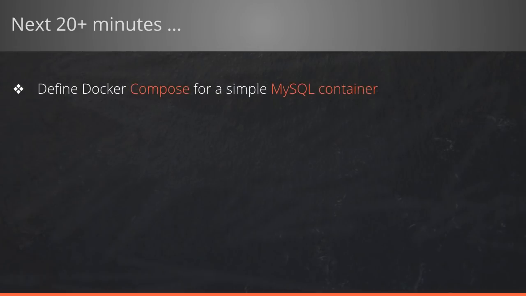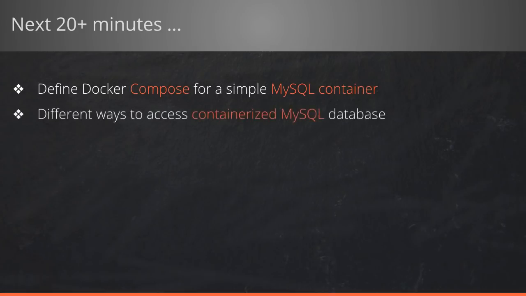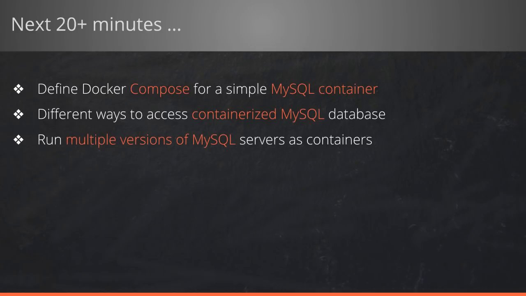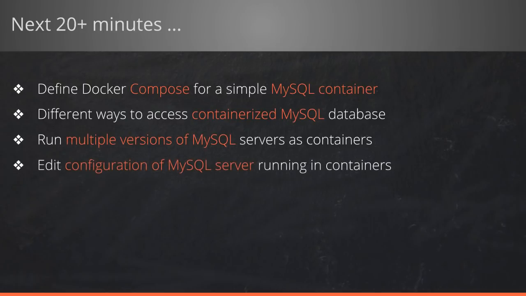Let's quickly take a look at the steps that we are going to go through in this video. We are going to start by creating a Docker Compose file, which is a YAML file, and define a service definition for a MySQL container. And then run the MySQL container and test a few different ways of accessing the database running in that container. Next, we will see how easy it is to run multiple MySQL servers of different versions in parallel using Docker. And then we will learn how to edit or modify the configurations of the MySQL server that is running inside the containers.